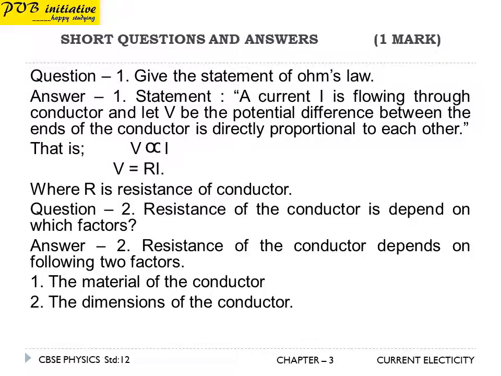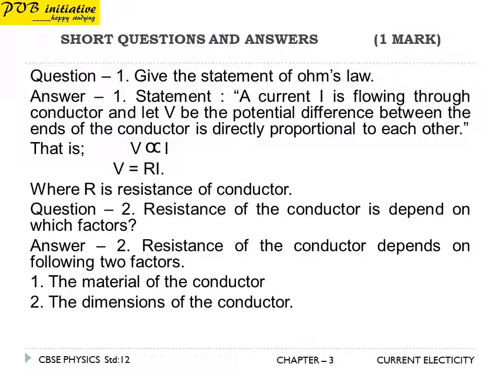Question 1. Give the statement of Ohm's law. Answer 1. Statement. A current I is flowing through a conductor, and let V be the potential difference between the ends of the conductor. V is directly proportional to I. That is, V is proportional to I, therefore V is equal to RI, where R is the resistance of the conductor.